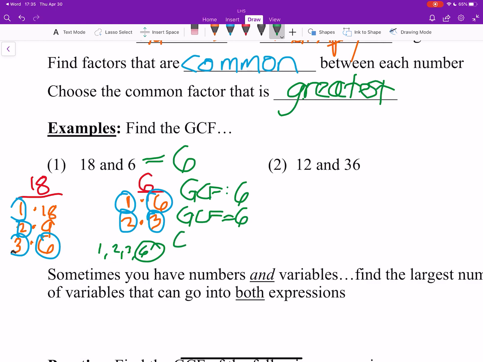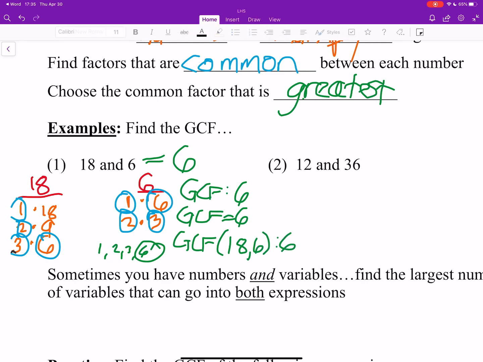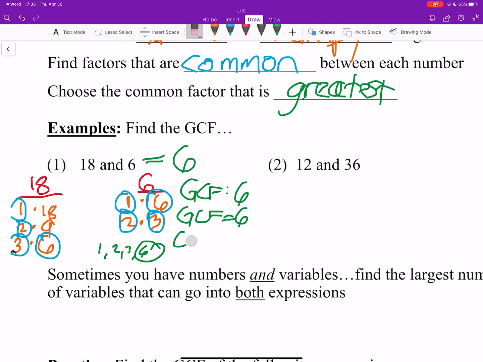The technical, full and proper way is to say the GCF of my set of numbers 18, 6 is 6. But we're not going to write it out that way every time. Just say that it's 6.